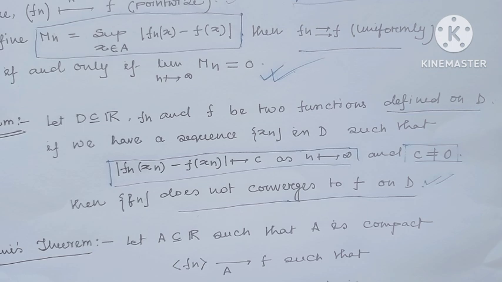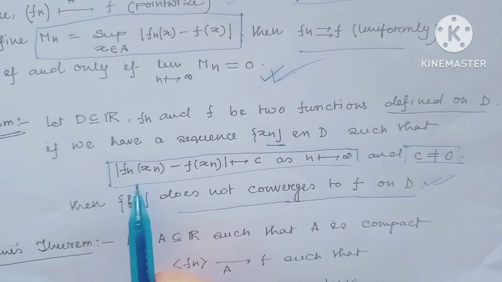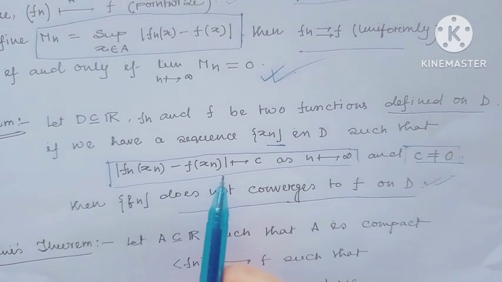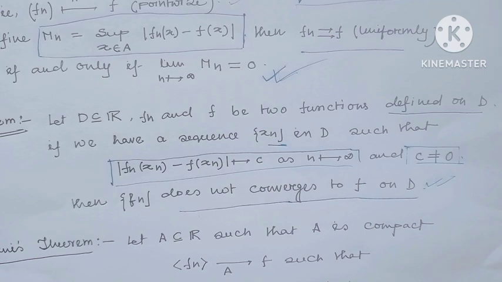By this theorem we can check any sequence of function for uniform convergence. If there exists a sequence xn in D such that absolute value of Fn xn minus F of xn tends to C as n tends to infinity and C not equal to 0, then it is not uniformly convergent.